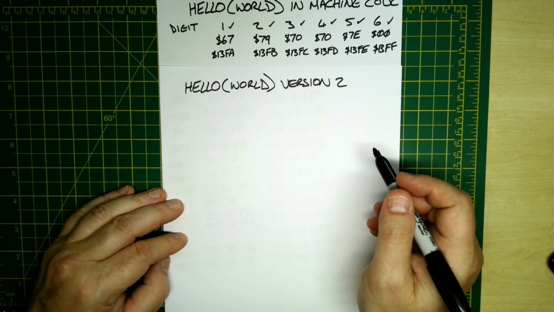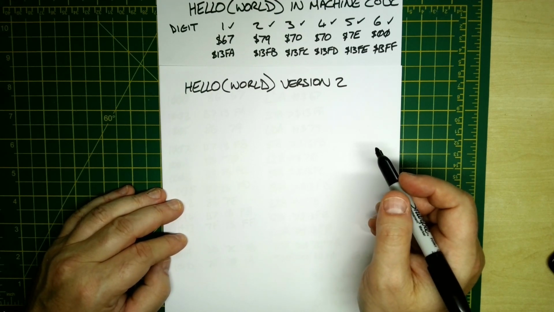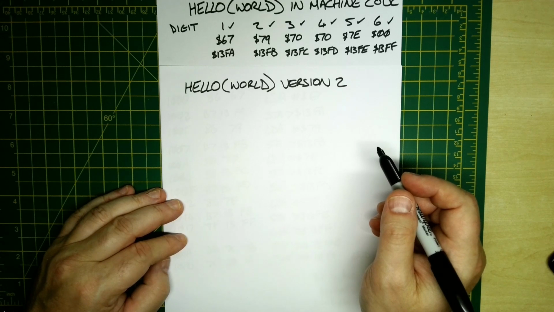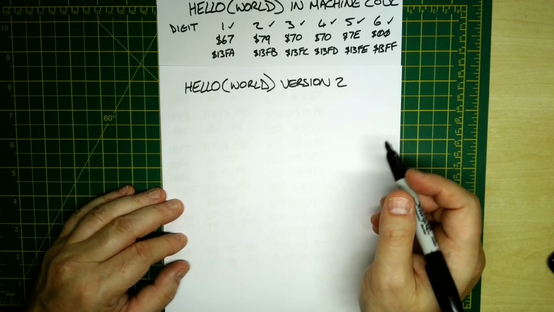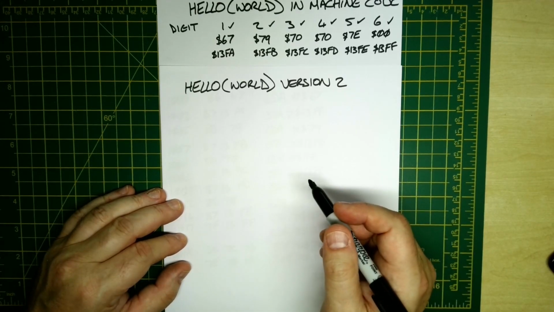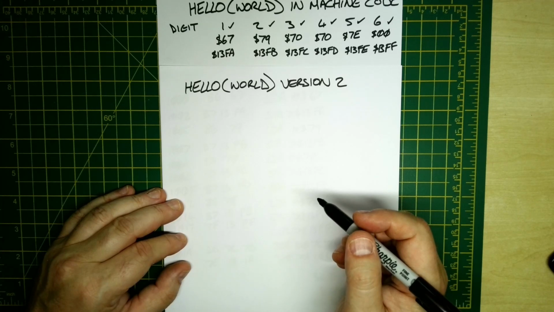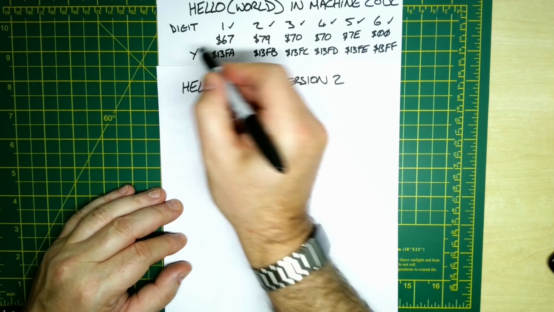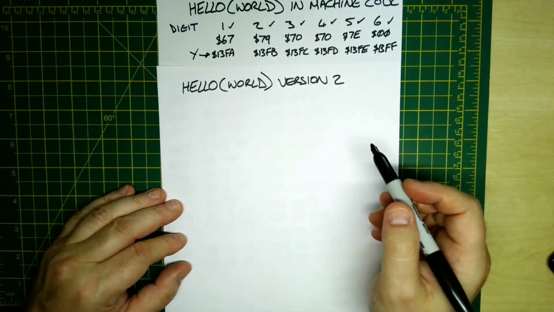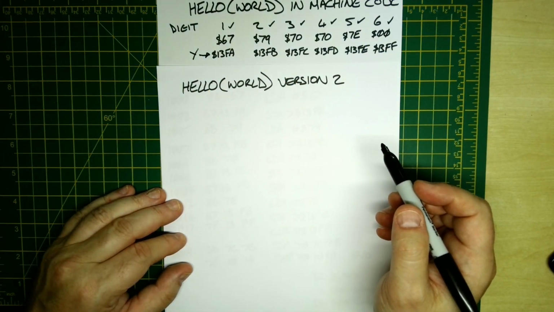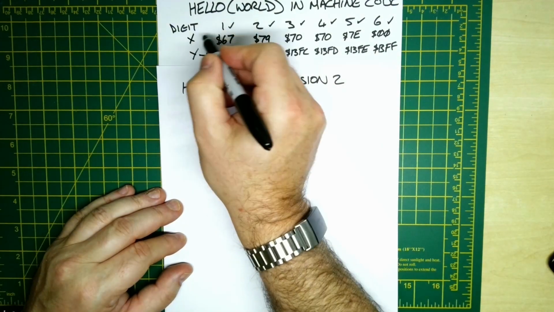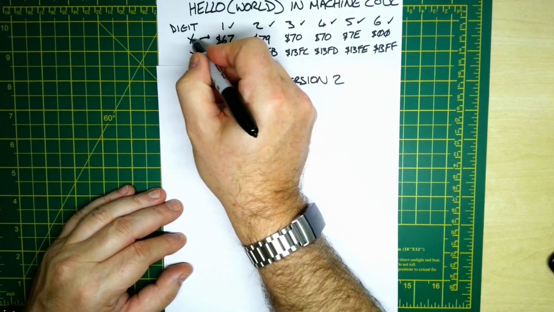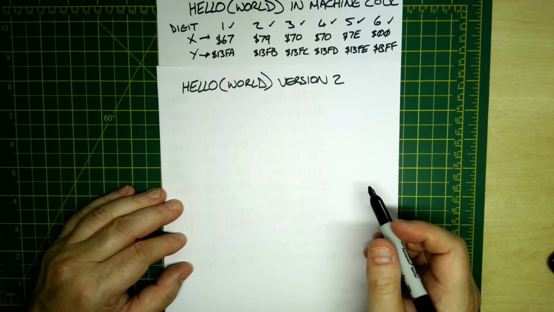What we're going to do now is to create a better version of our Hello World machine code. And this one, we're actually going to use the X and Y index registers, and we're going to be using the auto increment feature of those, so that once we've used the register, it automatically moves on to the next memory location. So the Y register is going to be used for the display address, and the X register is going to point to the individual 7-segment codes.